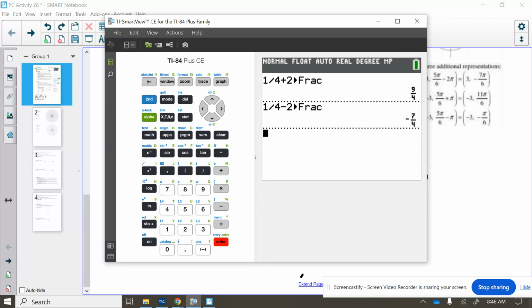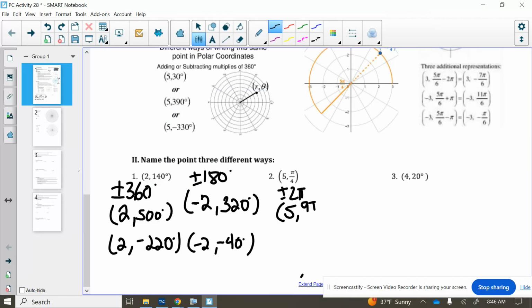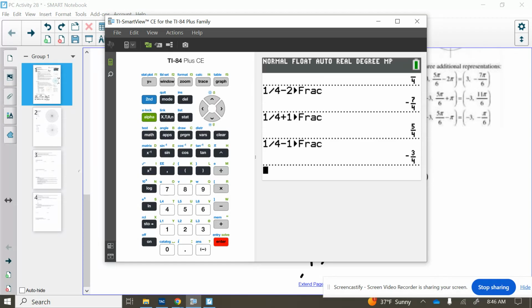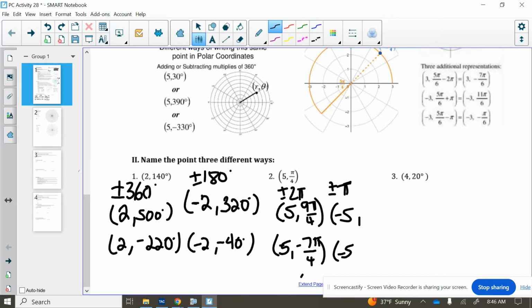So 9 pi over 4 and negative 7 pi over 4 would be two potentials for these values. And again, if we switch this to being a negative r value, you can add or subtract 1 pi. So if we made this a negative 5, we could take pi over 4 and add 1 pi to it. We'd be at 5 pi over 4. Or if we subtracted 1 pi from it, we'd be at negative 3 pi over 4. So these could also end up working as basically equivalent values that would land us at that same point.